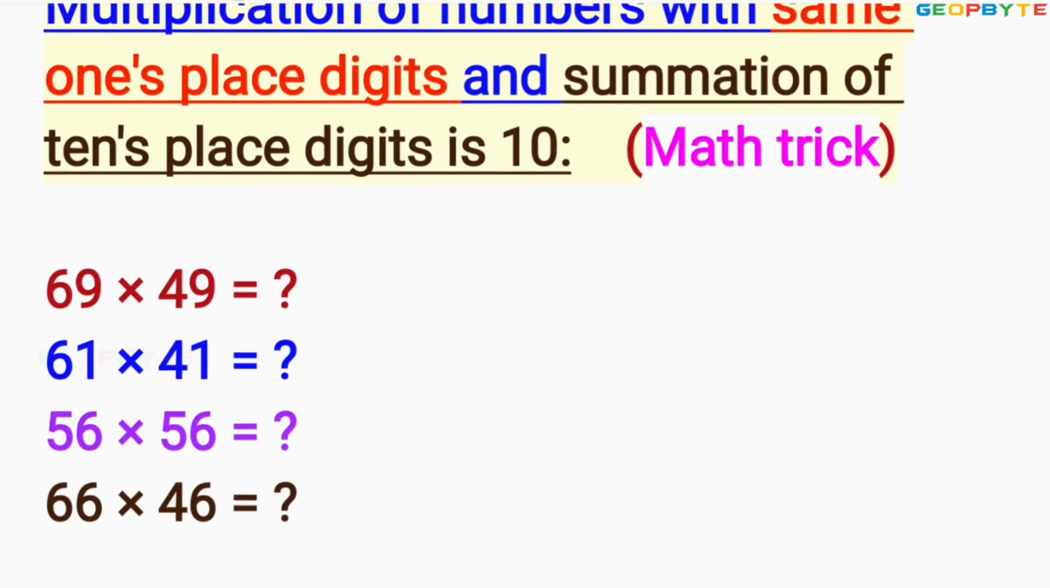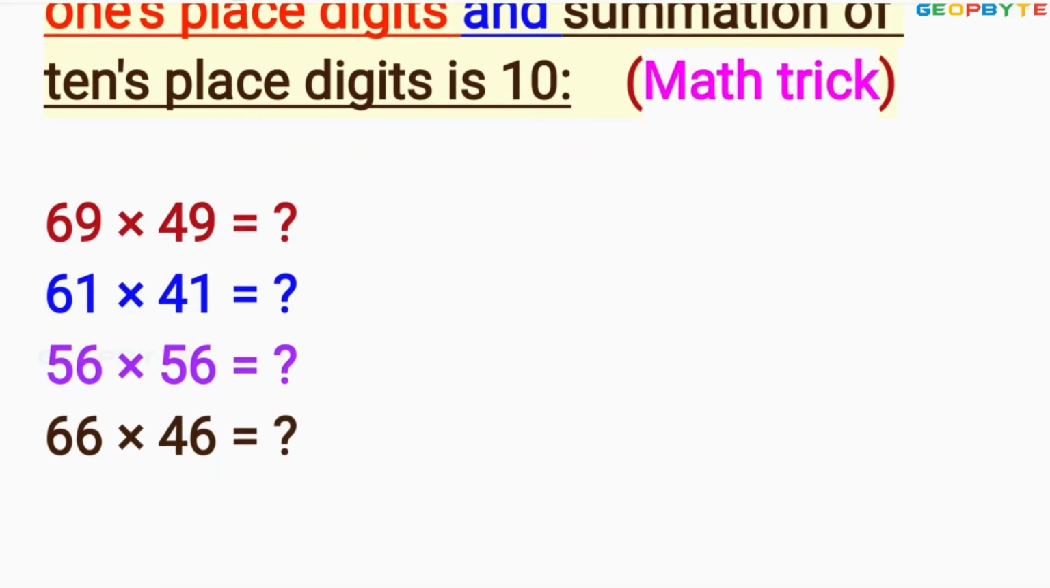Look at the two-digit numbers. 69 into 49, 61 into 41, 56 into 56, 66 into 46. Dear friends, if you observe closely, look at the ones place digit. For all the numbers, the ones place digit remains the same.